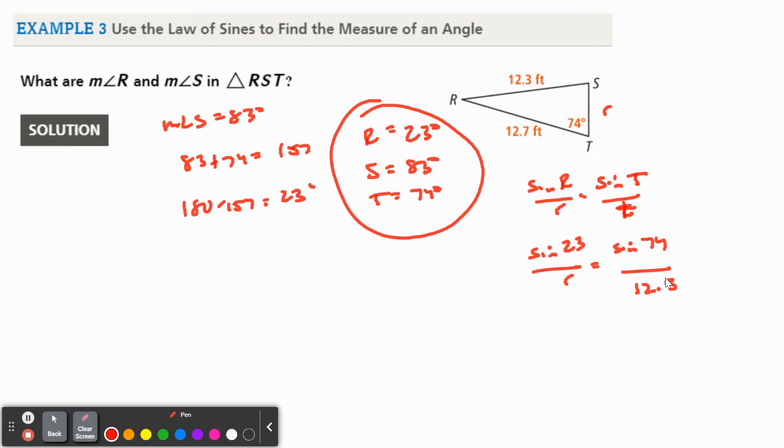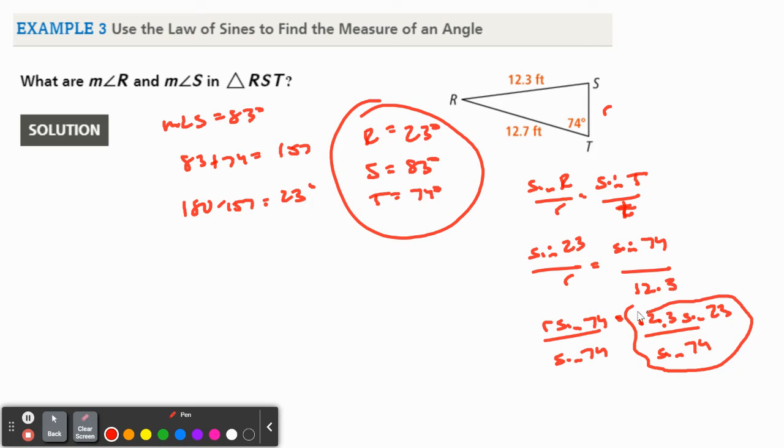I'm going to cross multiply. So R sine of 74 equals 12.3 sine of 23. And then I'll divide by the sine of 74. And this is what I'll type in to get R. And notice I don't need to find or use the inverse sine because I'm not finding an angle measure, I'm finding a side length. So 12.3 sine of 23 divided by sine of 74.